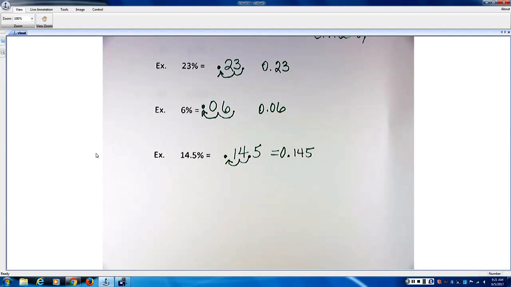I try to get in the habit of always putting my 0 in front of the decimal, because I'm not used to a number starting out with 0, and that tells me there's probably a decimal point down there in case I didn't make it big enough. So it keeps me from reading over it. Okay?